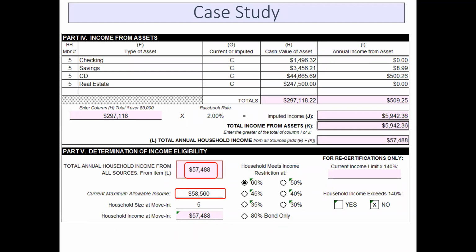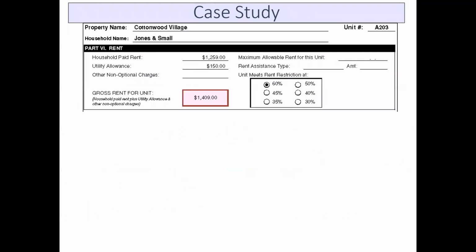We would also want to check what the rent limit was when they moved in, and if they qualified for the rent that they were being charged. So they were charged a total of $1,409 when you add in their rent and the utility allowance, and $1,409 is the exact limit. So no wiggle room there, but it is okay to be exactly at the limit.